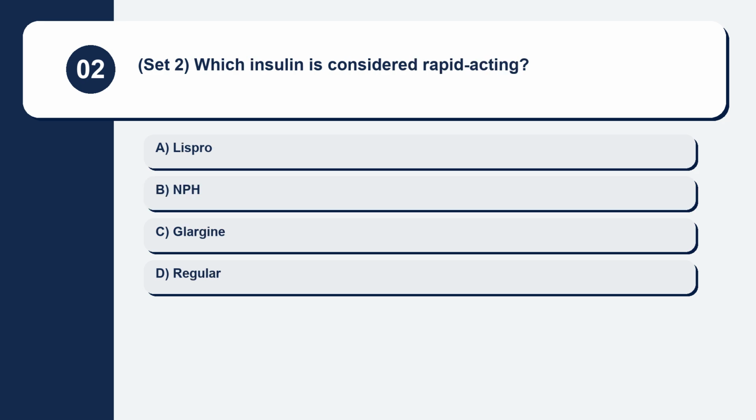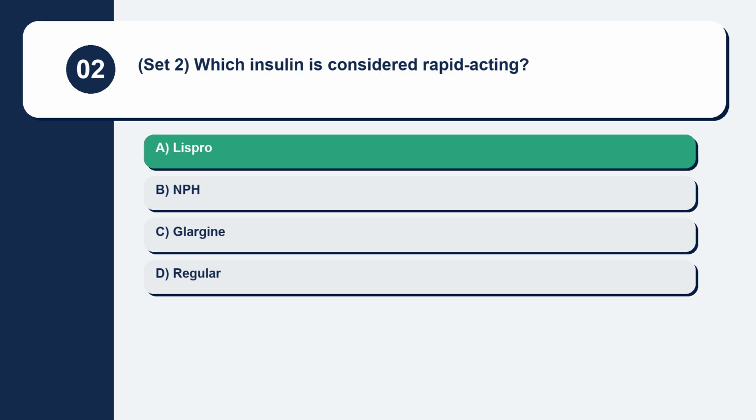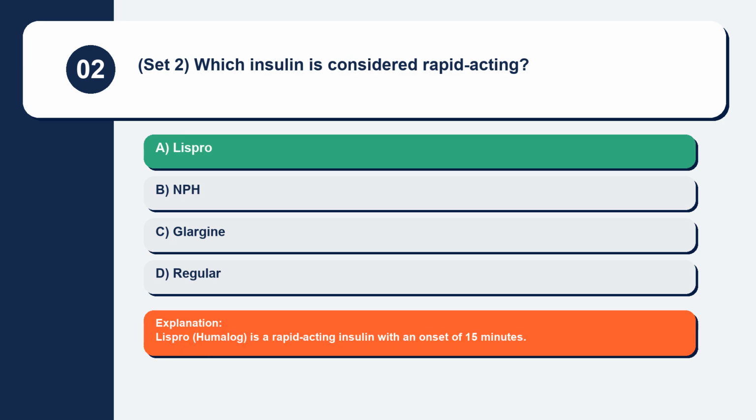Question 2. Set 2. Which insulin is considered rapid-acting? Lispro, NPH, Glargine, regular. Lispro, Humalog, is a rapid-acting insulin with an onset of 15 minutes.